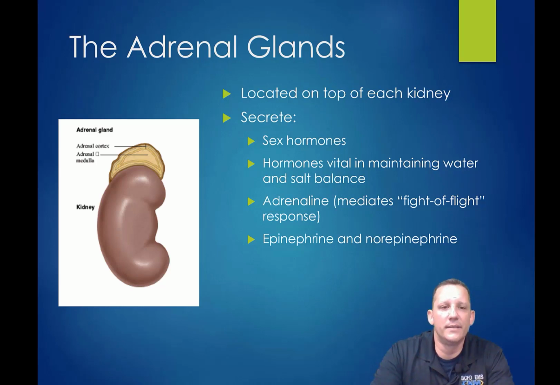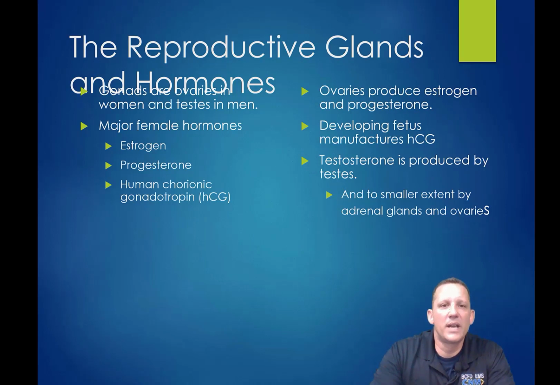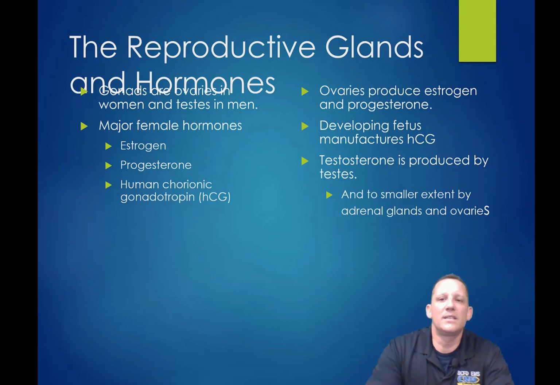The reproductive glands and the hormones: so gonads, ovaries in women and testes in men. Major female hormones are estrogen, progesterone, and HCG, which is human chorionic gonadotropin. The ovaries produce estrogen and progesterone, and in a developing fetus manufactures HCG, that is the prototypical pregnancy hormone. Testosterone is produced by the testes, and it's also produced in females, but to a much smaller extent by the adrenal glands and the ovaries.